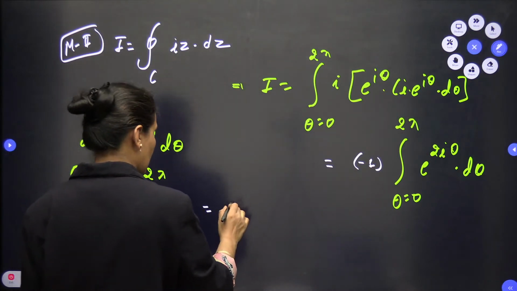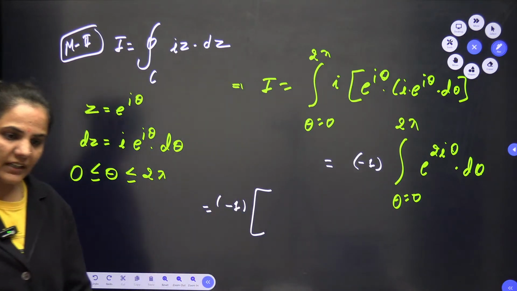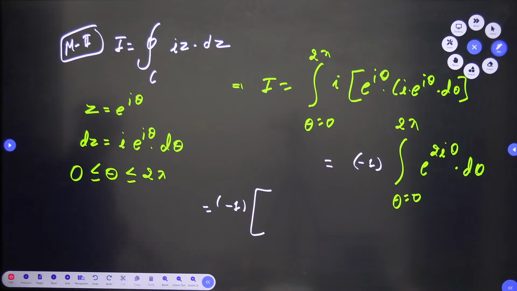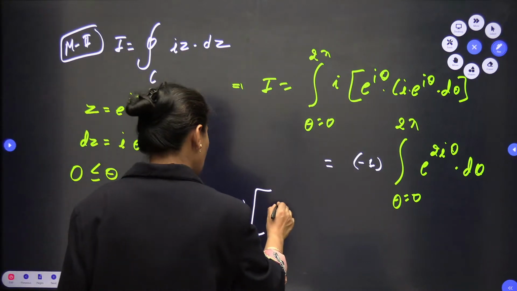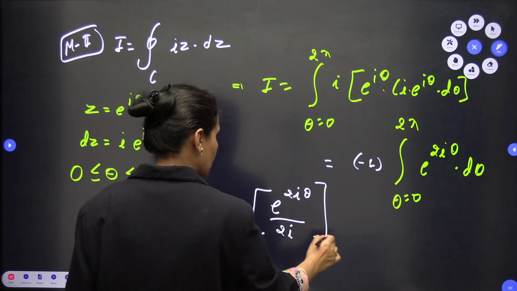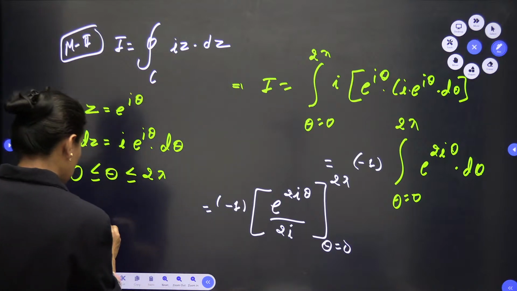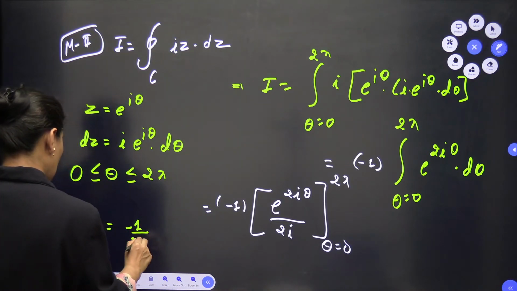Now we need to go for the integration. It depends on you after that also, but I am suggesting that here we go for the integration: e power 2 iota theta by 2 iota, and the limit is 0 to 2 pi. So 2 iota is there, so this is -1 upon 2 iota.